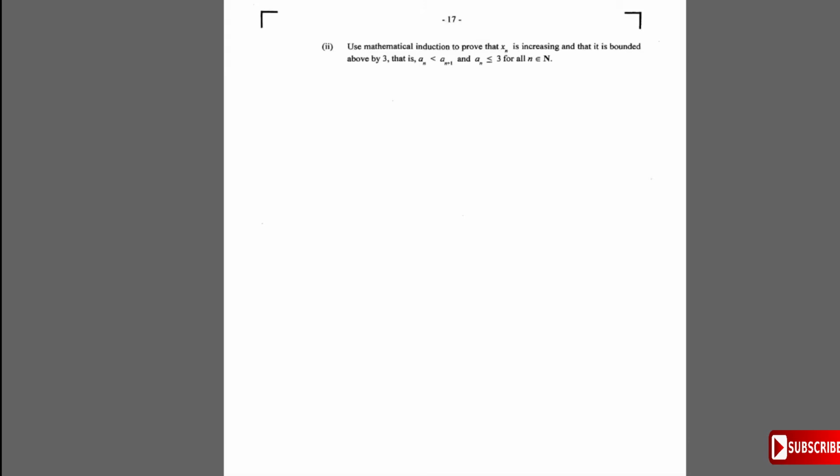Now the next part says, use mathematical induction to prove that xn is increasing and that it is bounded above by 3.